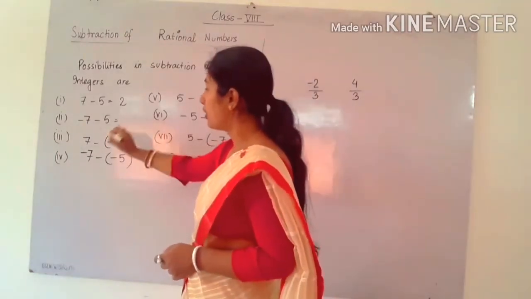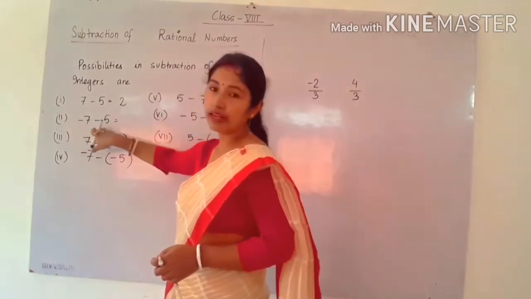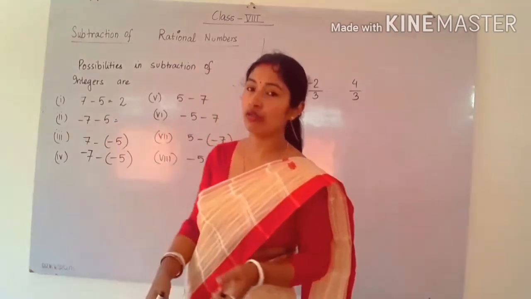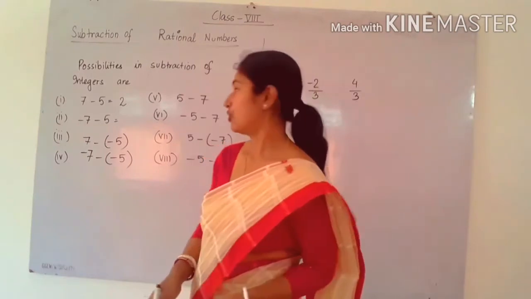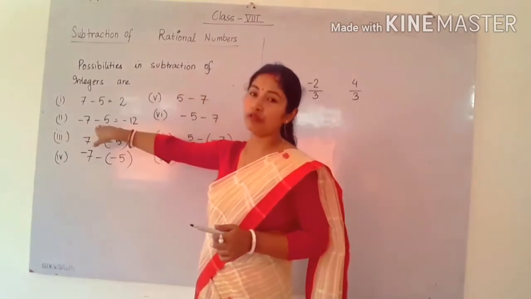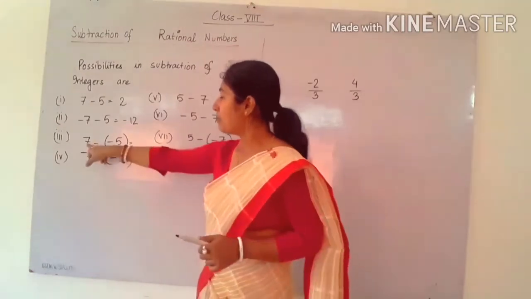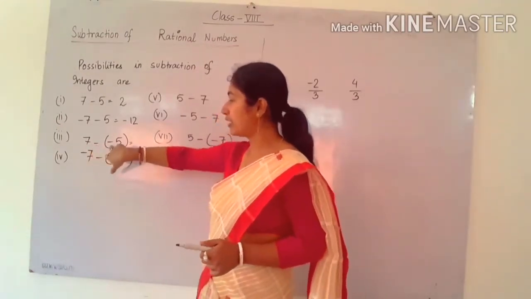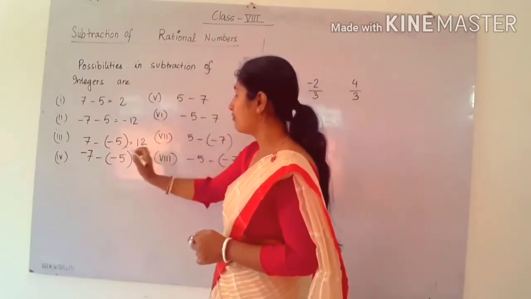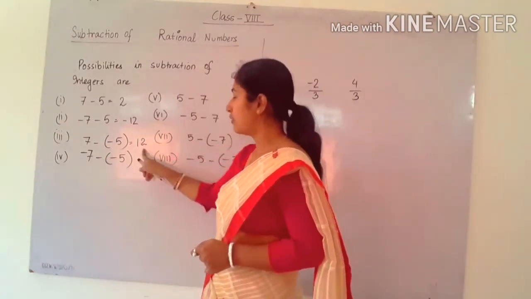Similarly for the second possibility, here both are negative integers. So when we use a number line, the answer will also be a negative integer. So here the answer will be what? Minus 12. Here it is 7 minus of minus. You already know minus of minus will become plus. So 7 plus 5 will become 12. Here we have only the positive symbol because minus of minus becomes plus. So the answer will be plus 12.